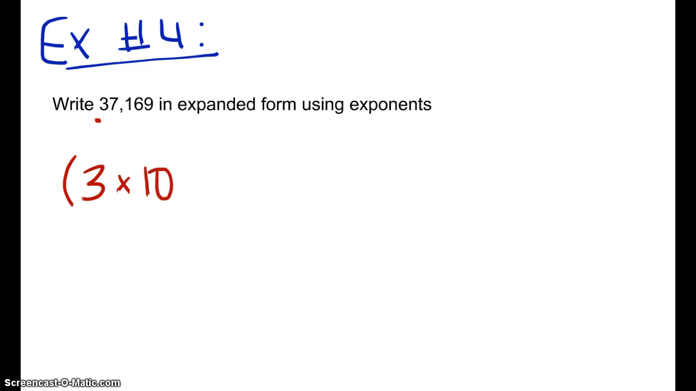So I have 3 times 10. Now, how do I figure out what my exponent is? Well, the way that I do that is I count how many numbers are after the 3, and I have 1, 2, 3, 4. So it becomes 3 times 10 to the 4th power. That's my first part. Now I forget about the 3, and I move on to the 7. In between those, I put a plus sign, always.